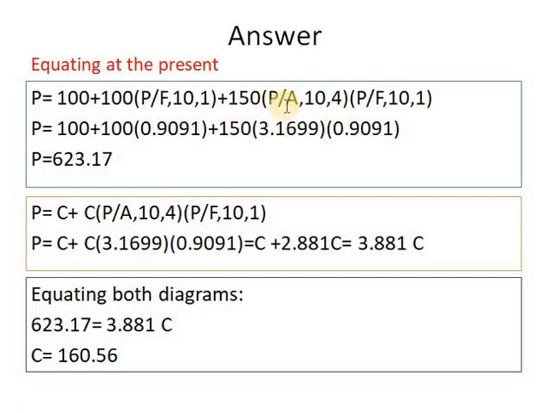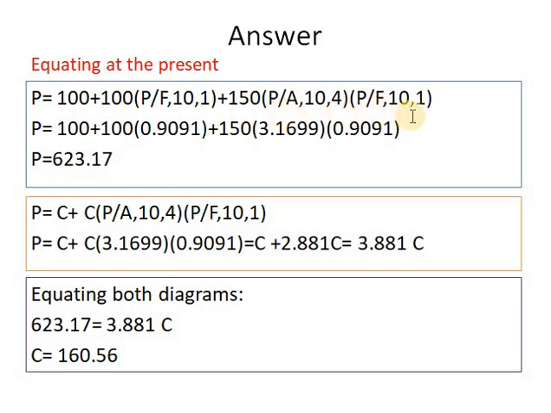Now again, as we said, this is a deferred annuity because this 150 didn't begin at year 1, it began at year 2. Since it began at year 2, this means that the present of this annuity is located at year 1. So how far is period 1 from P0? 1 year.